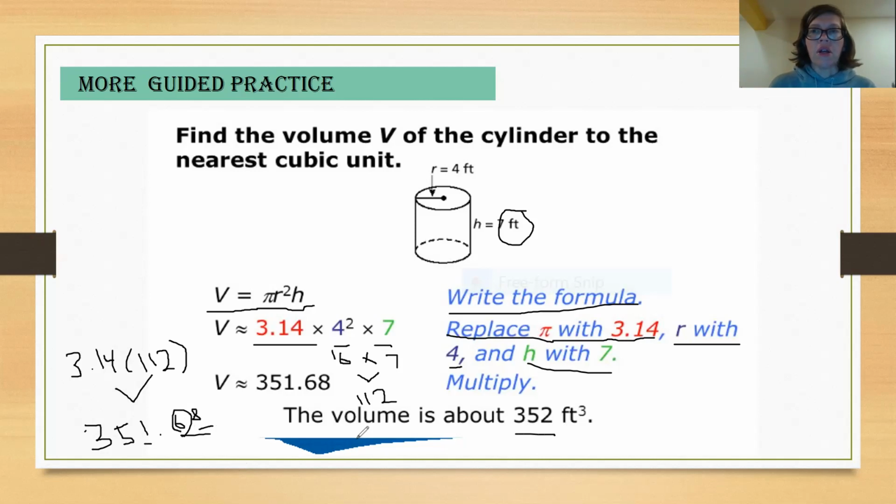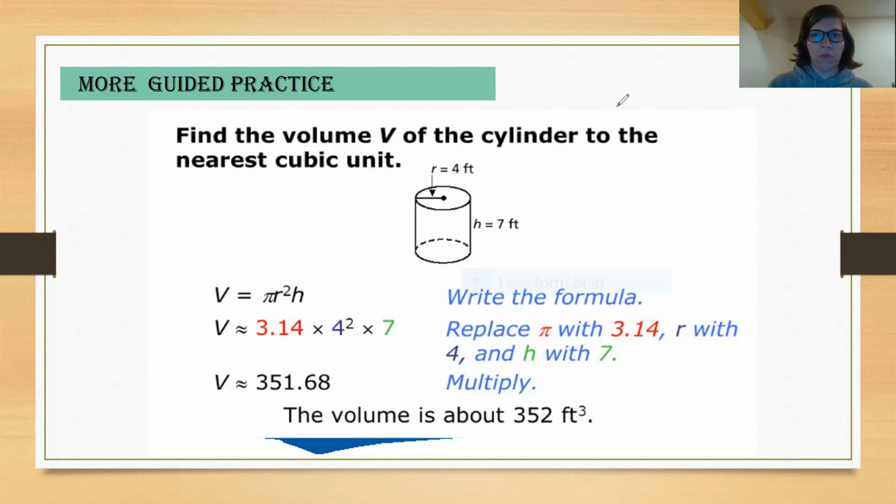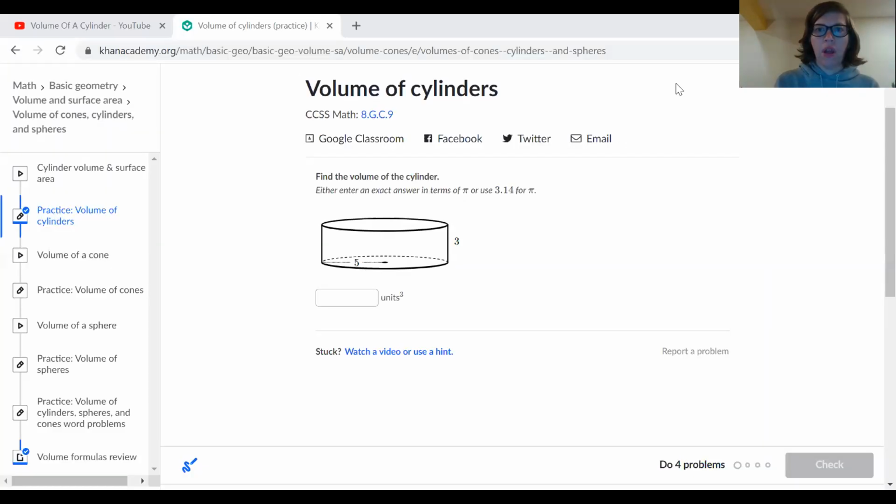All right, so if you don't already have a calculator handy, go ahead and pause the video to get yourself a calculator, whether it's on a tablet or on the computer or cell phone or a handheld calculator, because you're going to be trying some problems here in just a minute. All right, so hopefully you have your calculator now.